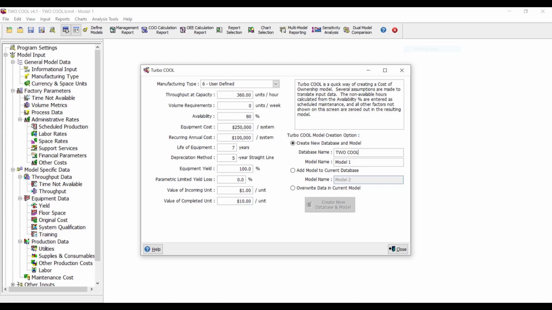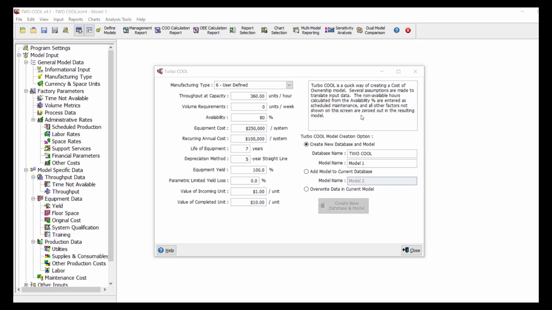Value of incoming unit is the accumulated manufacturing cost, not the sales price, up to and through this point in the process, and is used to cost equipment yield loss. Value of completed unit is the accumulated manufacturing cost, again not the sales price, up to the point where parametric losses are caught.